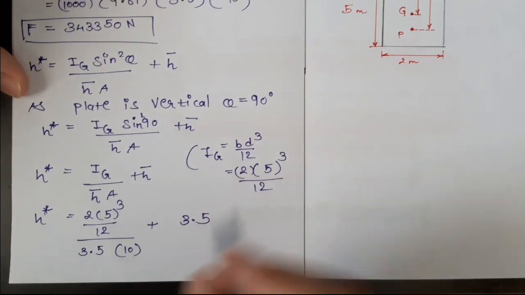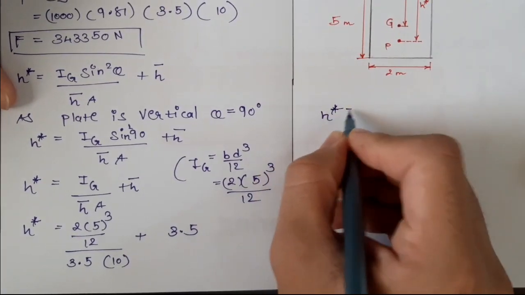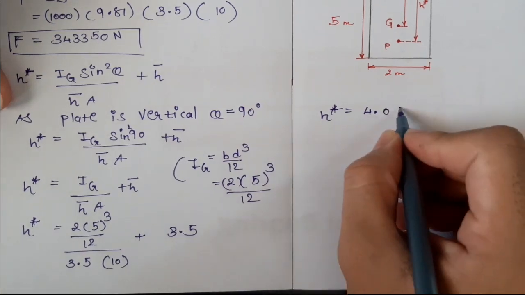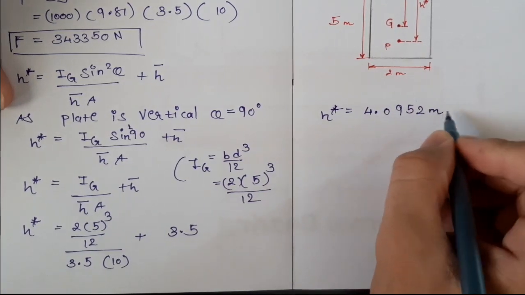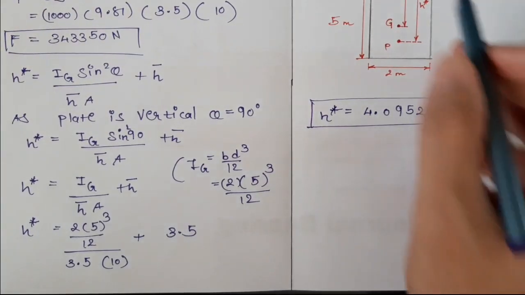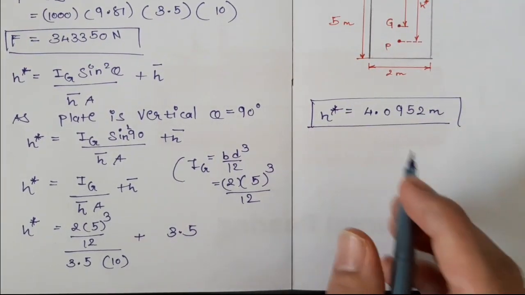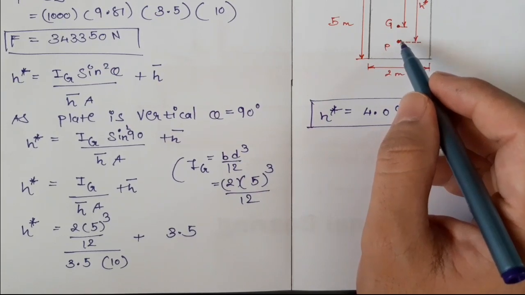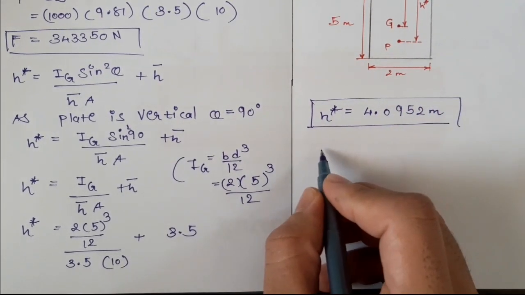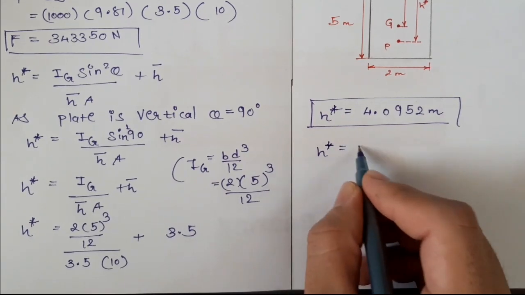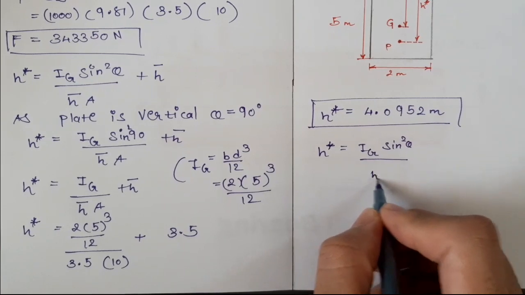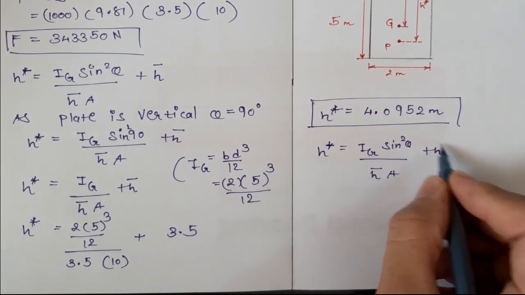Now if you calculate this, you will get H star equals 4.0952 meter. So this is the height of the center of pressure from the free surface of the liquid. And yes, this center of pressure will always lie below the center of gravity. Why? Because we know H star is equal to Ig into sine square theta upon H bar into A, plus H bar.